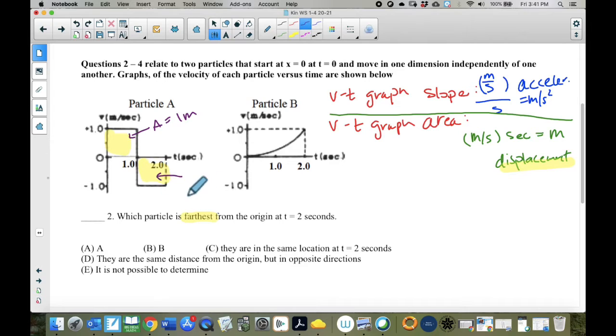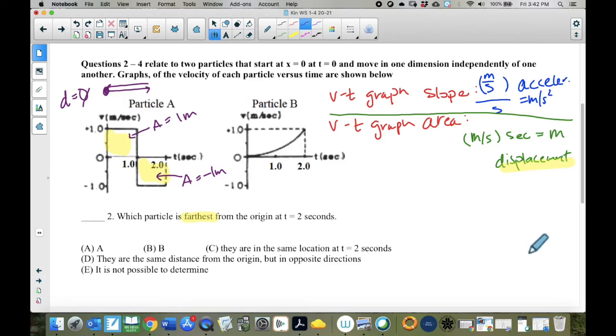The area on this one, again, base times height, 1 by 1, but this time it's a negative 1. It went down to the negative 1. And so in this case, it is a negative 1 meter. So that displacement is 0. What happened here was this particle went for 1 meter in the positive direction, and then it went for 1 meter in the negative direction. It's landing right back where it started from. Its displacement is 0.